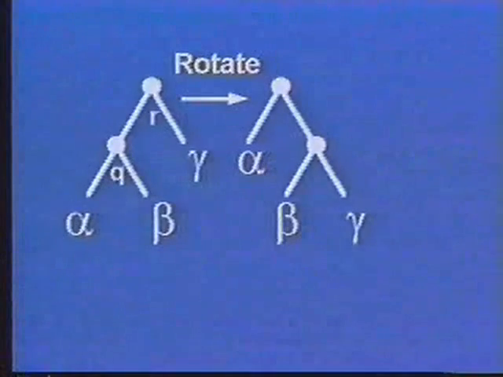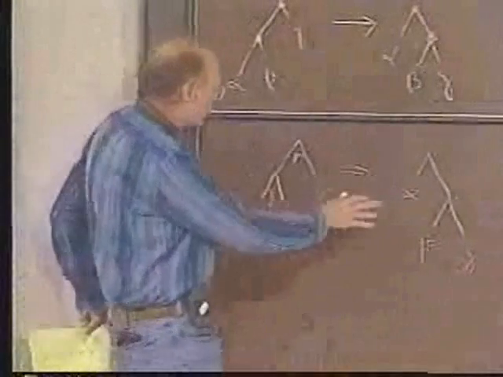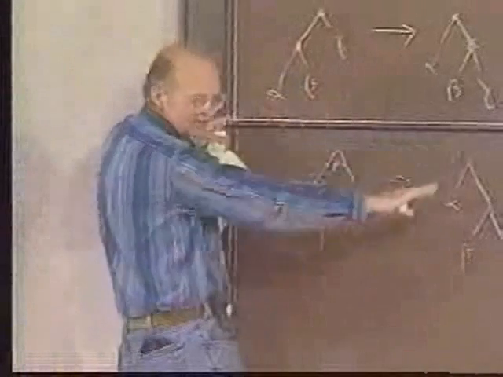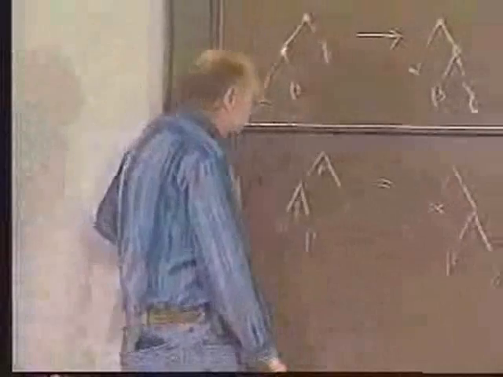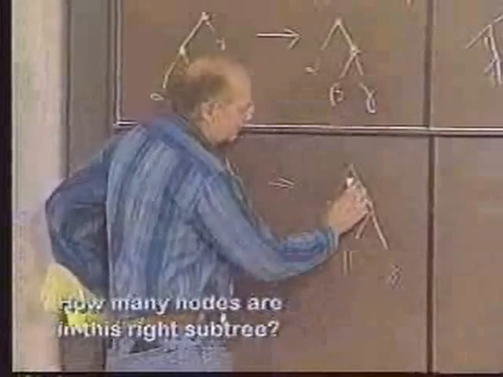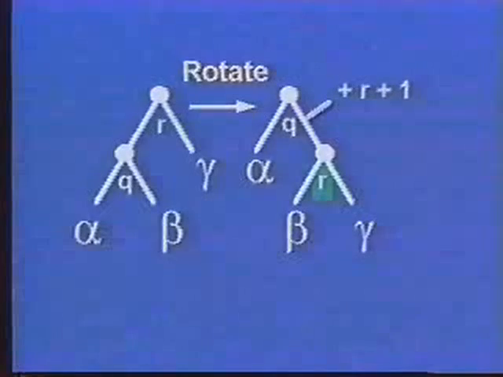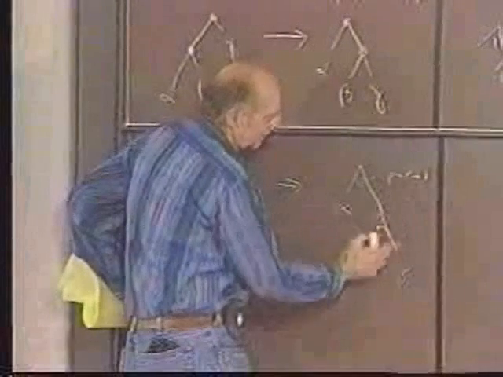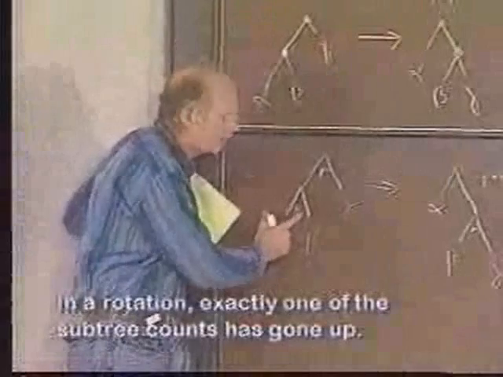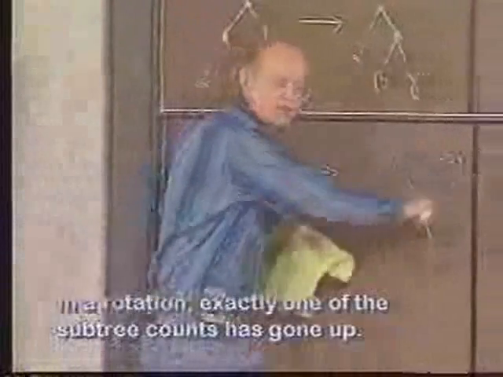Now, inside alpha and beta, nothing is happening to the sizes of their right subtrees. If this is in the middle of some bigger tree, nothing is happening to the size of anybody else's right subtree either. But what's happening now? The size of this subtree: how many nodes are there? Well, there's Q here, R there, one more there. So that's Q plus R plus one. And this is still R, it's still gamma. So what's happened in a rotation is that exactly one of the subtree counts has gone up, from Q to Q plus R plus 1, which is definitely bigger.